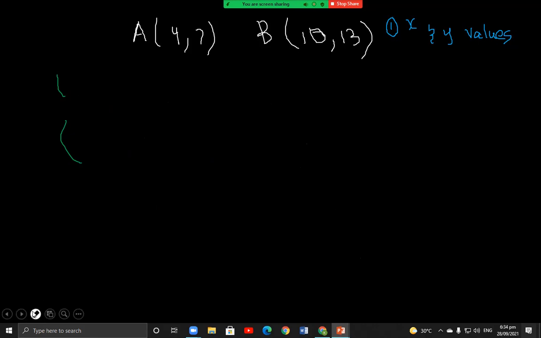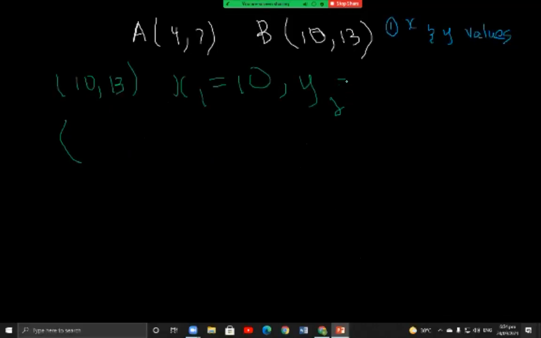Right. But like I said before, x1 and y1 are interchangeable. So I could have also said 10, 13. My x1 would have been 10, and then my y1 would have been 13. And then 4, 7: x2 would have been 4, and then y2, 7.